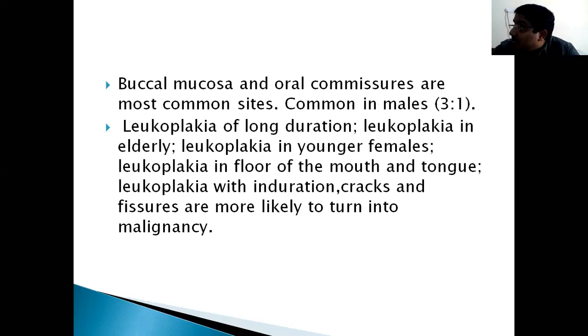Buccal mucosa and oral commissures are the most common sites. Leukoplakia of long duration, leukoplakia in the elderly, leukoplakia in younger females, and leukoplakia in the floor of the mouth and the tongue. Leukoplakia with induration, cracks, and fissures is more likely to turn into malignancy.